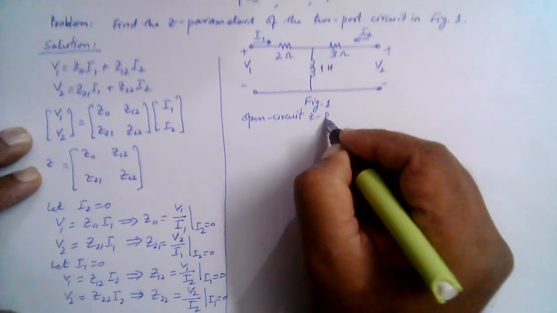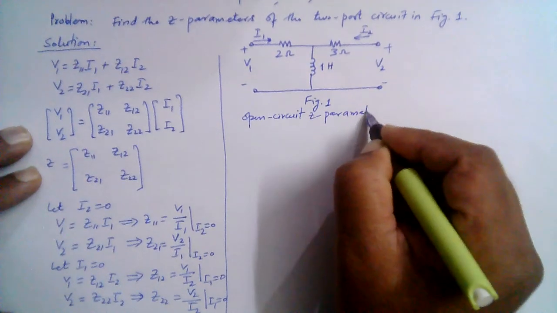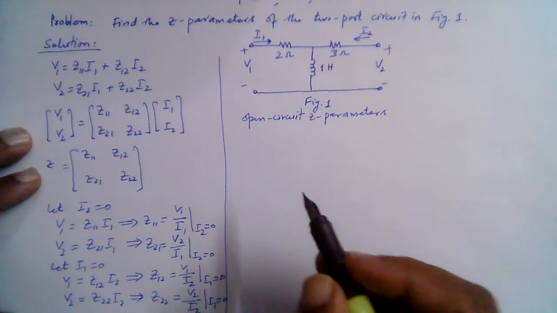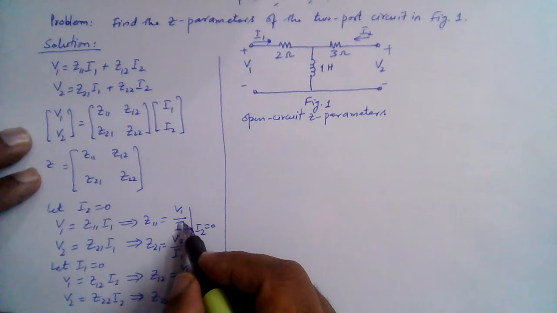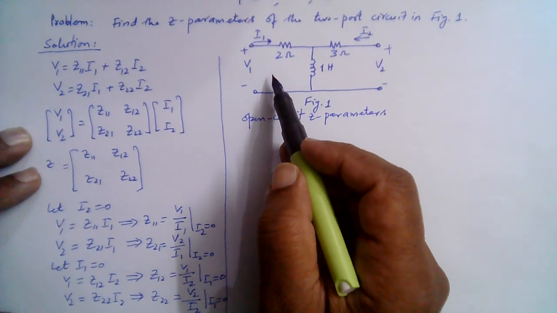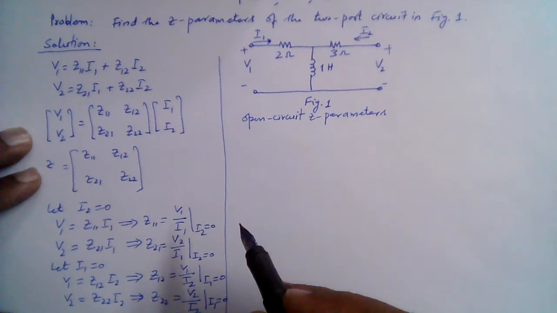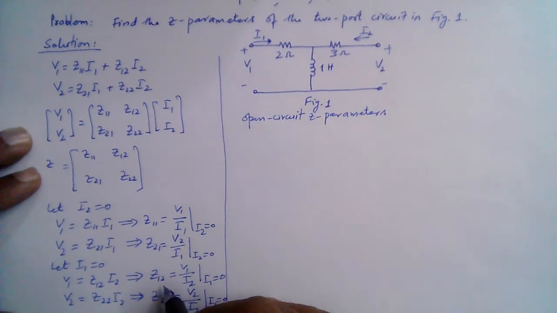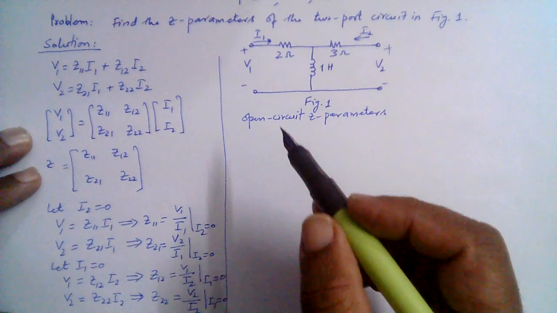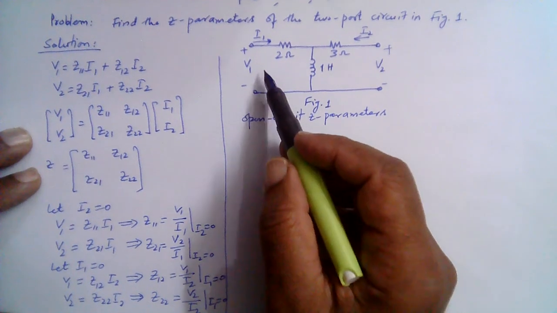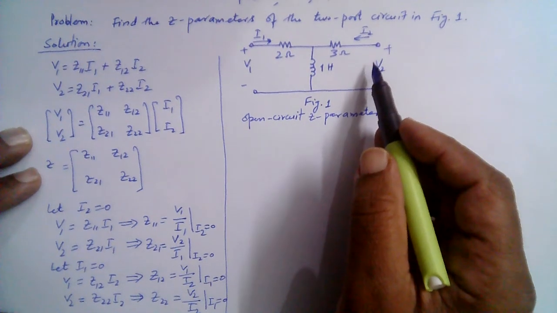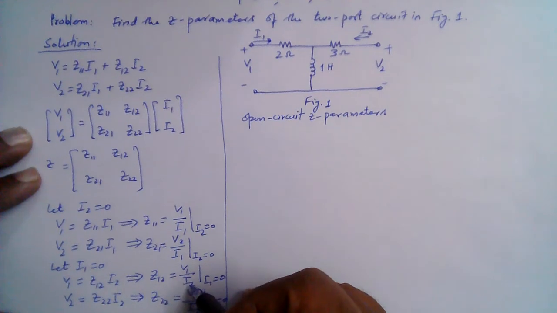Z parameters are impedance parameters, right? So for example, Z11 is equal to V1 divided by I1. This is input impedance, open circuit input impedance. Then Z12 is V1 divided by I2. So this is transfer impedance from port 1 to port 2, because this is V1 divided by I2. The unit is ohm because this is voltage divided by the current.